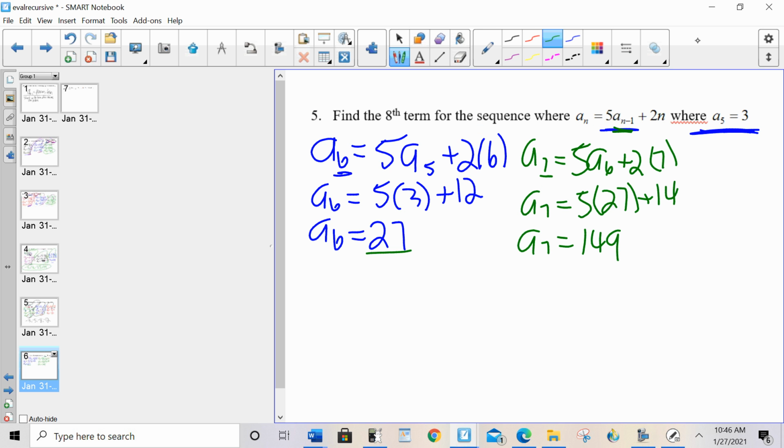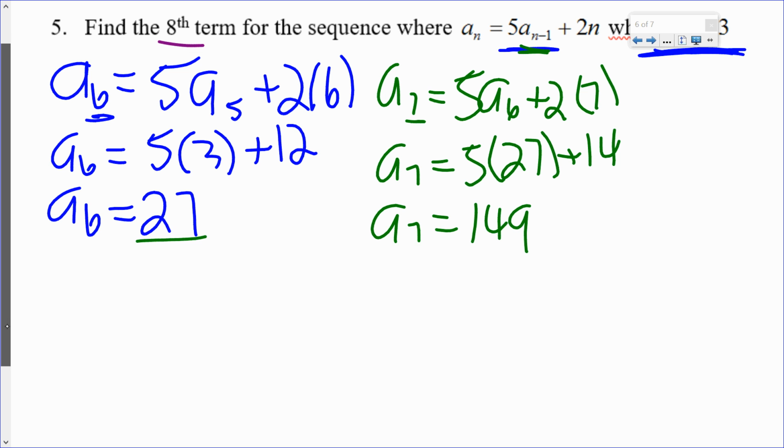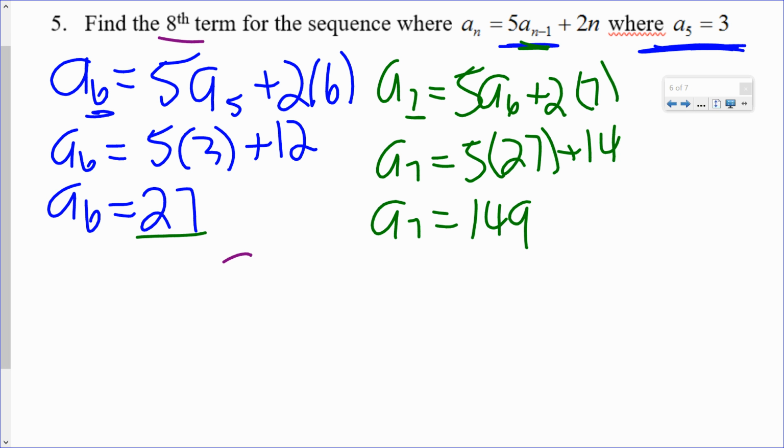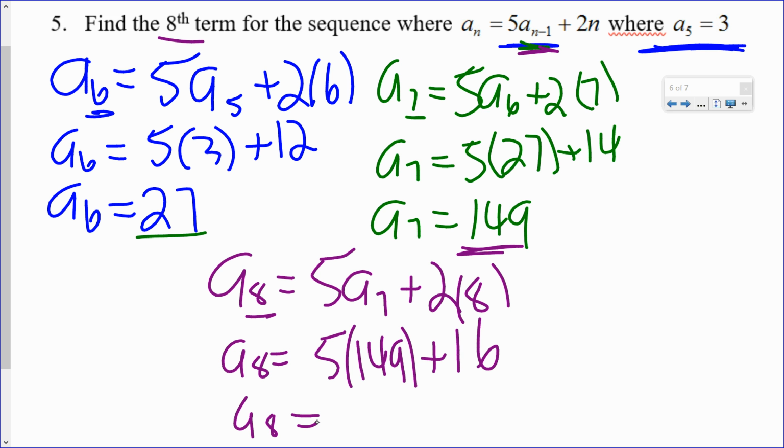And now I keep on going until I find the term that we want, which is the 8th term. A8 equals 5 times the previous term, A7, plus 2 times n, which is 8. The previous term, A7, is 149. I am going to use a calculator for this one because, again, I don't want to make a mistake. 761 is my guess. And I guessed right. Well, I didn't guess, it's just what I got. It's asking for the 8th term. The 8th term is 761.